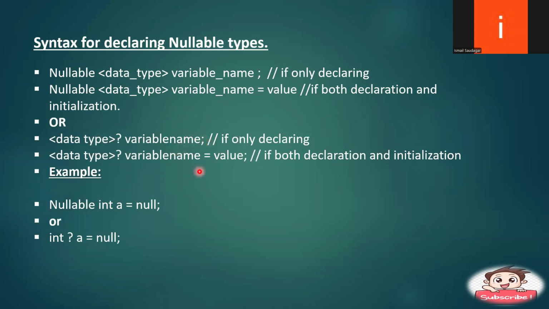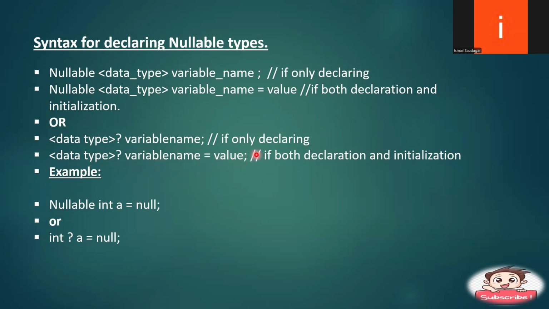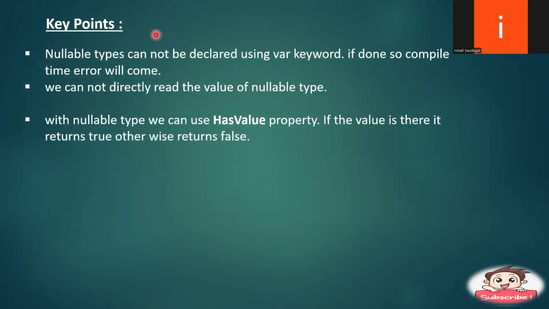Or if we are assigning a value, meaning declaration with initialization, then the data type like int, then a question mark, then the variable name, after that equal to, and the value which we want to assign to it. I have given an example here: Nullable<int> a = null or int? a = null. Both are correct. Key points to remember for nullable types are given below. Nullable types cannot be declared using the var keyword. If done so, a compile time error will come.